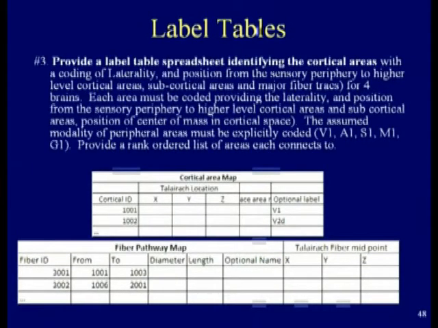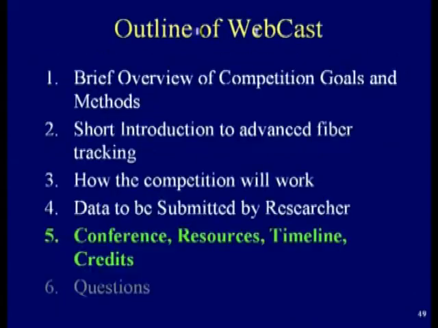You will provide a label table, a spreadsheet identifying what your cortical areas are, their tailored locations, and the optional labels of those locations. The optional labels will not be used for scoring.